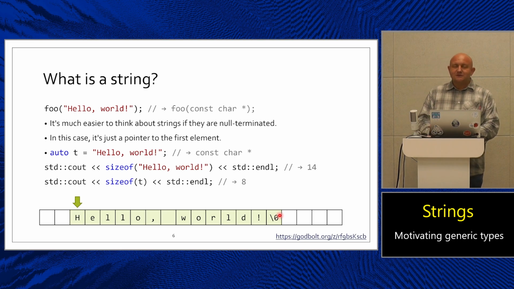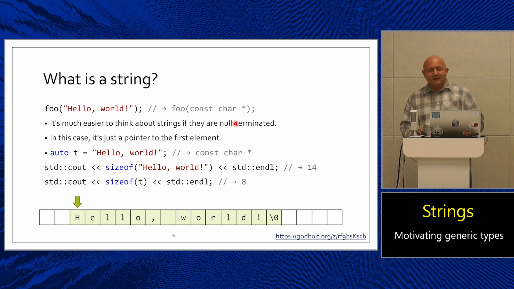Null-terminated strings solve this problem. Now this literal can be converted to a const char pointer, and we are done. And so null-terminated strings won over everyone. Notice a very beautiful feature. Any pointer inside this string is also a string. And as soon as you find the null character, that's the logical but not physical end of the string.